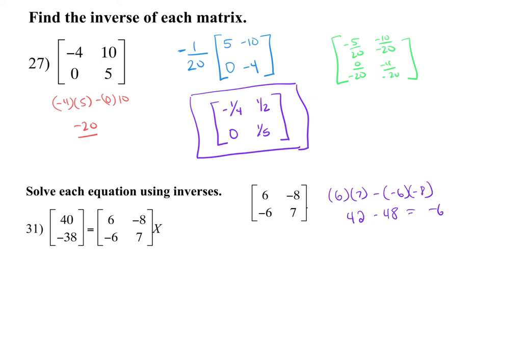All right. Once I have that, I'm still finding my inverse. So negative 1/6 times, switch these, negate these. All right. So my inverse is going to be negative 7/6, negative 8/6, negative 6 over 6, and negative 6 over 6.